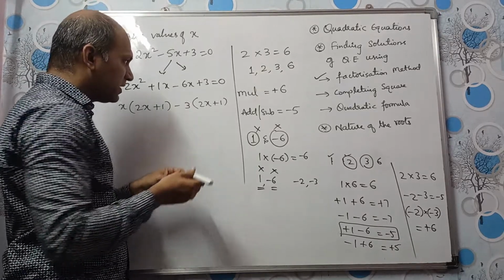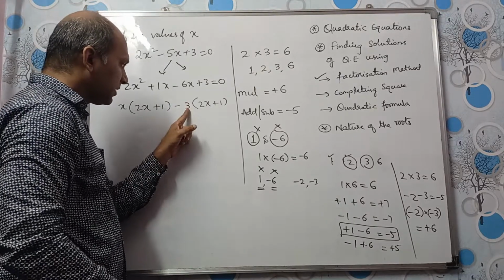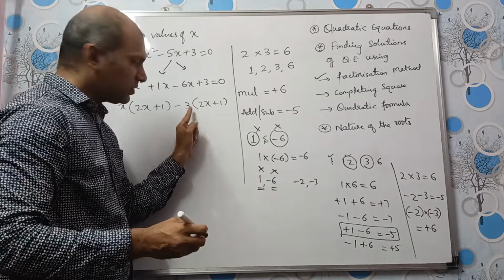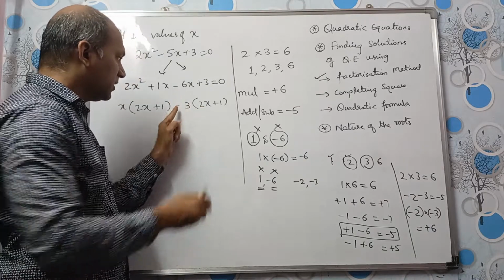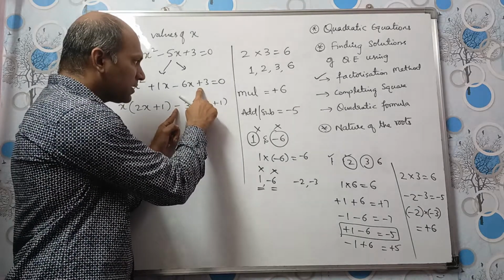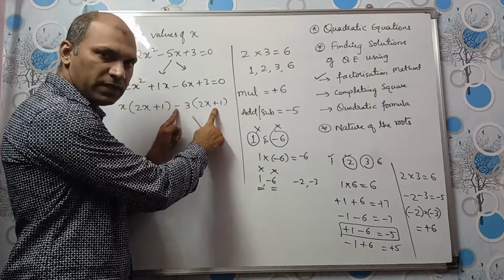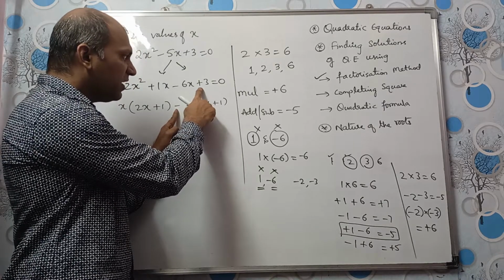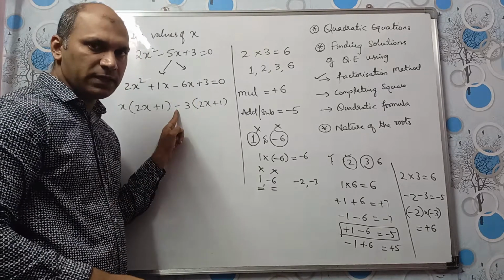See, I need to write minus 3 here, right? The numbers will match. See, 3 into 2 is 6. So this is 6x with minus sign. Now here minus into plus, minus will come here, right? Minus 3. But do we have minus 3 here? No, we have plus 3, right?